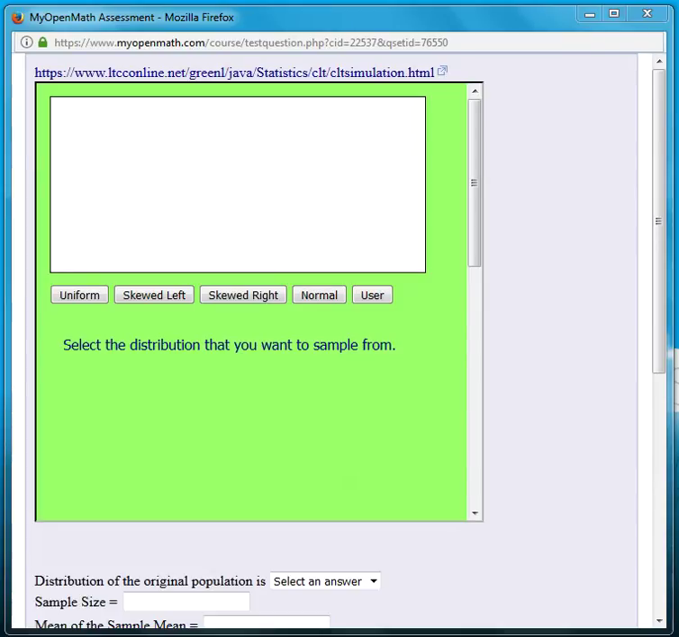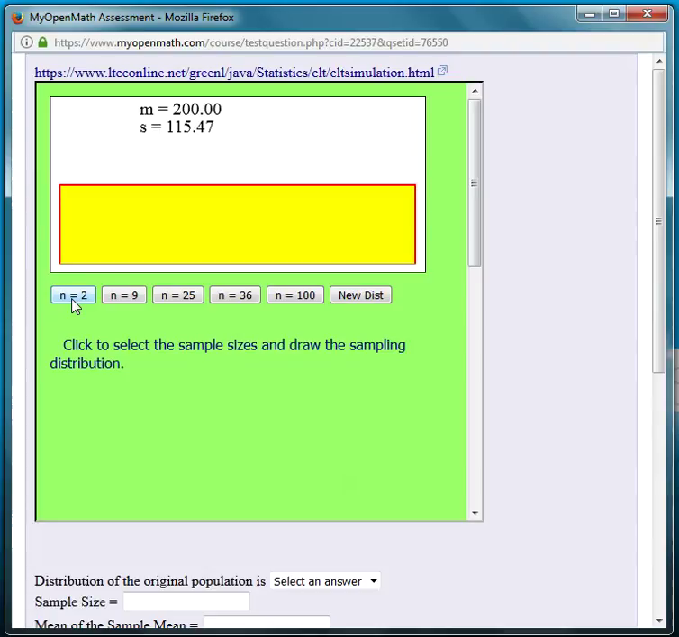In this exercise, what we are going to do is run a couple of simulations to understand the central limit theorem and sampling distribution. We are going to start with a uniform distribution for our original population, and I'm going to choose n equals 2.